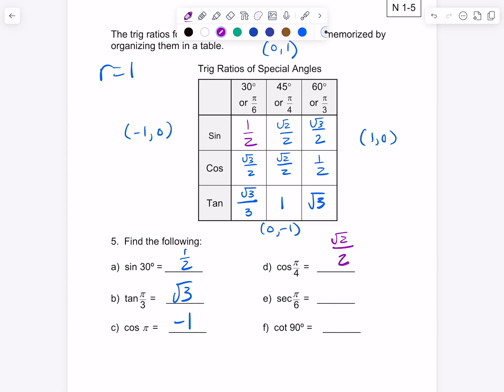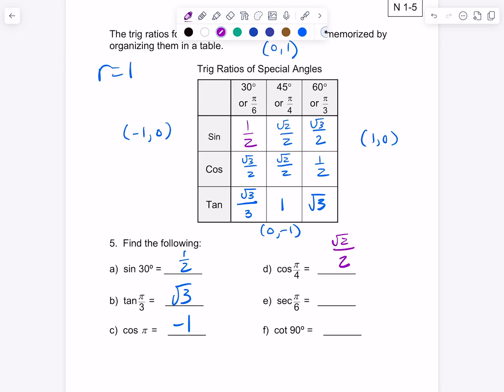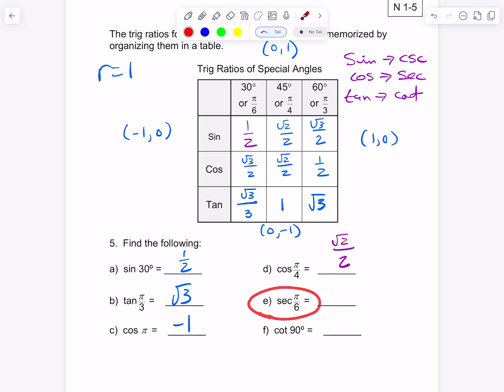The one I want to show you, well, let's do secant. Secant is married, so I'm going to write this for now. Sine goes with cosecant. Cosine goes with secant. And then tangent goes with cotangent. So I'm going to look at cosine for secant of 30. I'm going to look at cosine of 30.